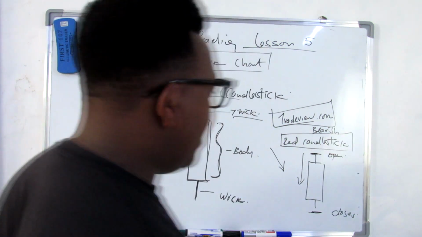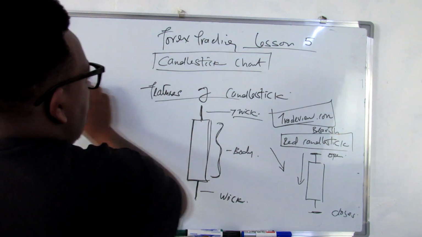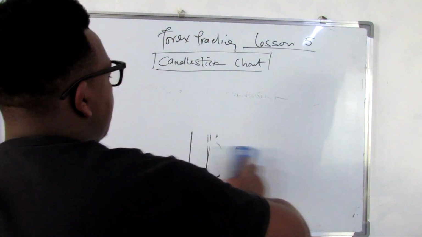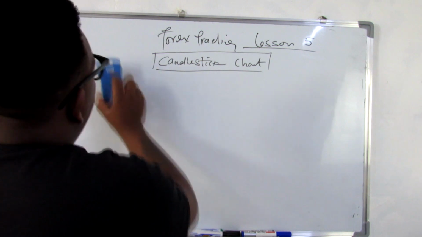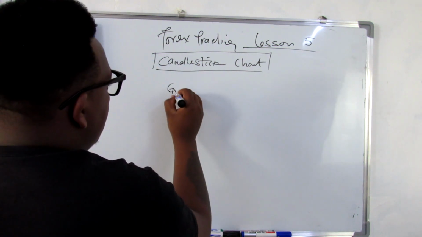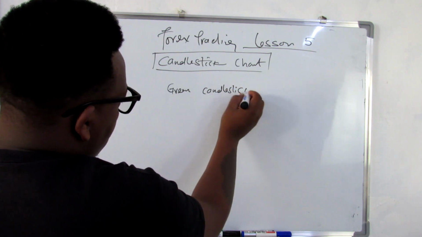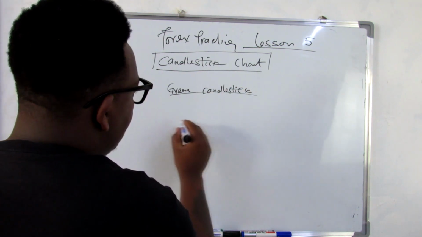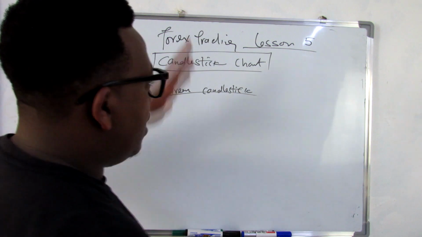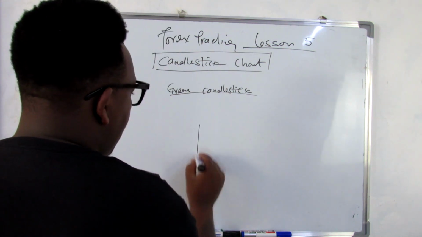For the case of the green candlesticks, since they form as they move upward, we normally have this.